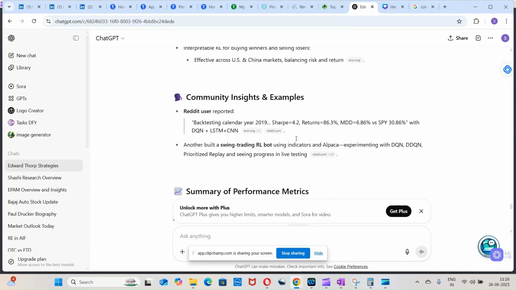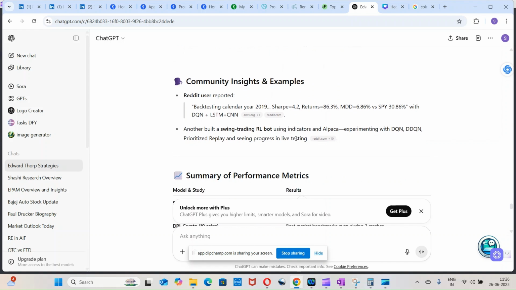One of the community Reddit users reported that backtesting the calendar year 2019, the Sharpe ratio was 4.2, returns were 86%, and maximum drawdown was 6.86% versus SPY's 30.86%, with DQN plus LSTM plus CNN models. So all these three models, reinforcement learning plus long short-term memory and convolutional neural networks, gave a return of 86.3 percent with a drawdown of only 6 to 6.8%.